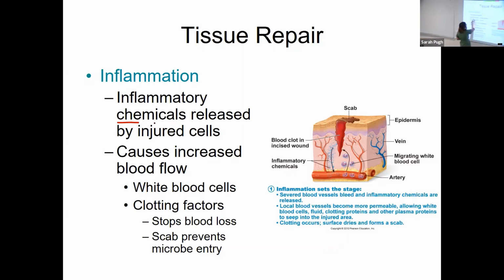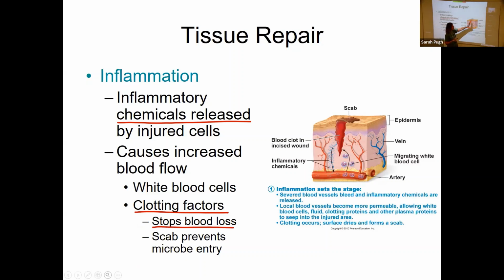So you're releasing a lot of chemicals in this area so that you can call for increase in blood flow, that you can get these white blood cells in the area. You also have some clotting factors that come to the area. Clotting factors help your blood clot. And so these clotting factors are going to help to stop blood loss.